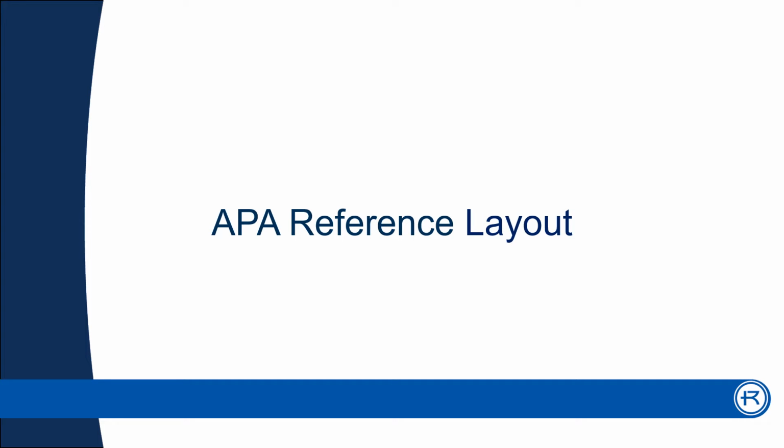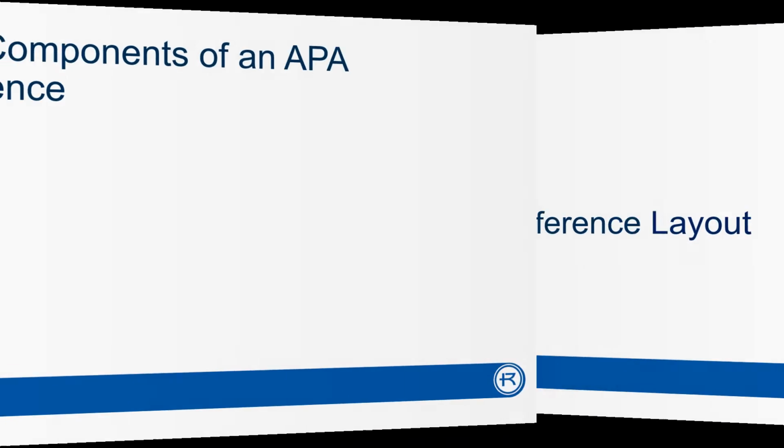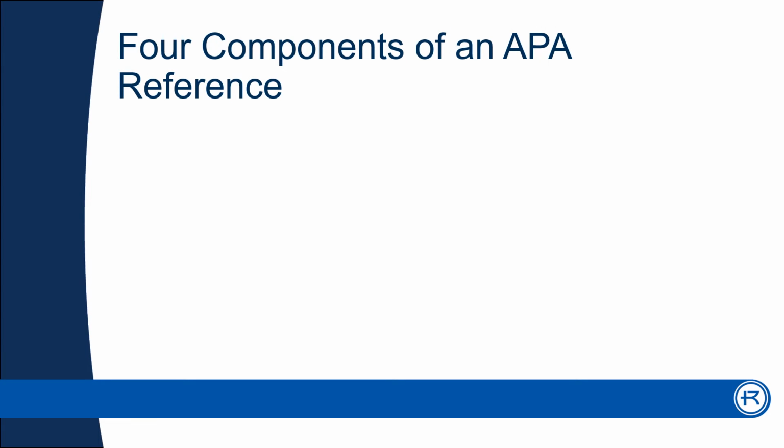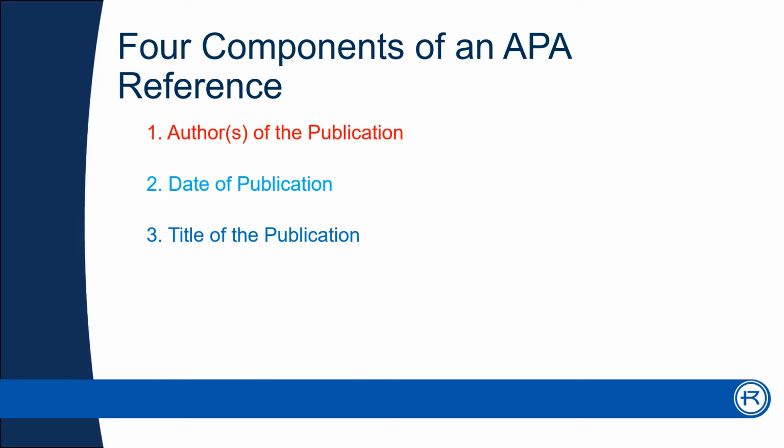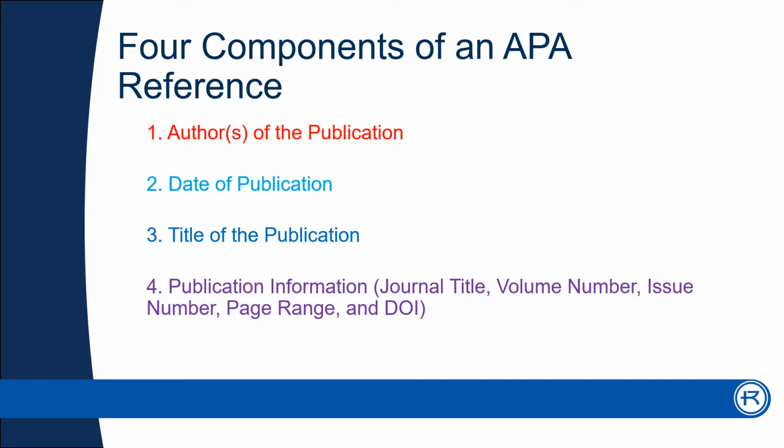So let's talk about the APA reference layout style. Here are the four components of an APA reference. You have the author or authors of the publication. You have the date of the publication. You have the title of the publication. And finally, you provide publication information, such as journal title, volume number, issue number, page range, DOI, URL, etc.